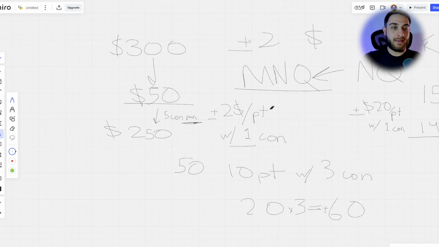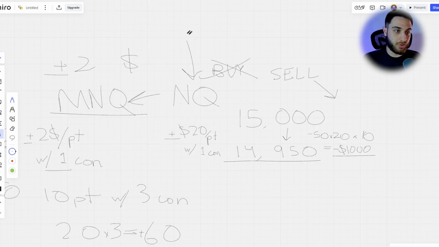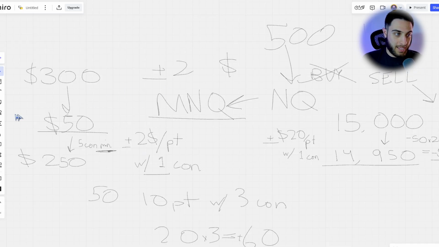Yeah, same goes for the NQ. You're going to need $500 to be able to trade with one contract of the NQ minimum. Why 500? If we look at the micro NQ, I said you need a minimum of $50 to be able to trade with one con. Okay, with one con. And the micro NQ, I told you, is the same as the NQ, just divided by 10.